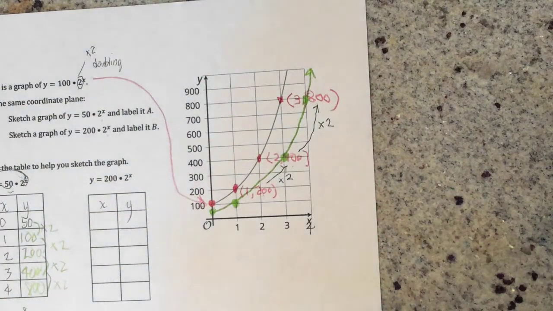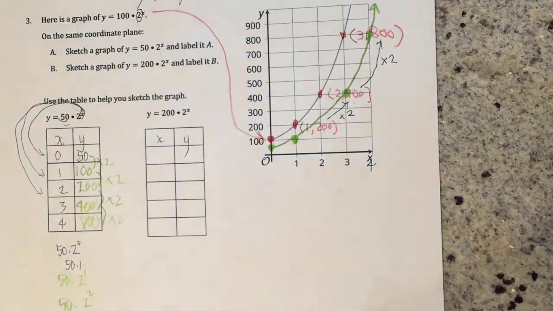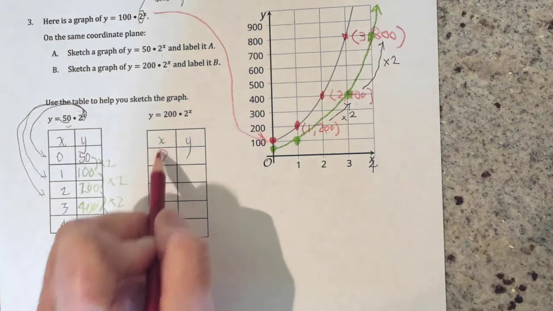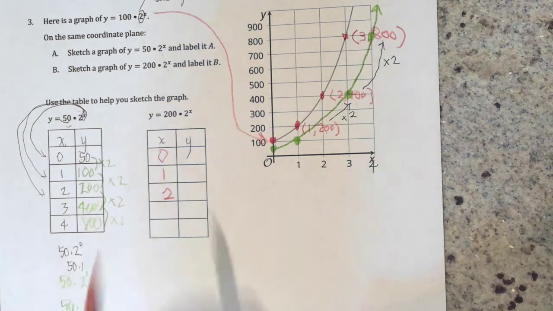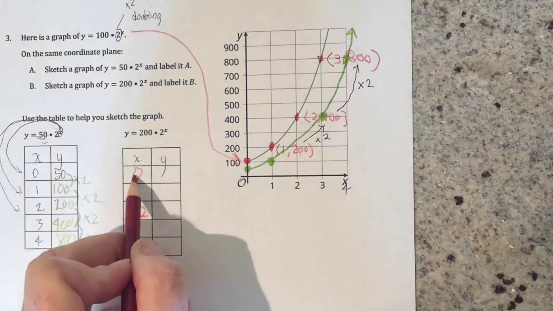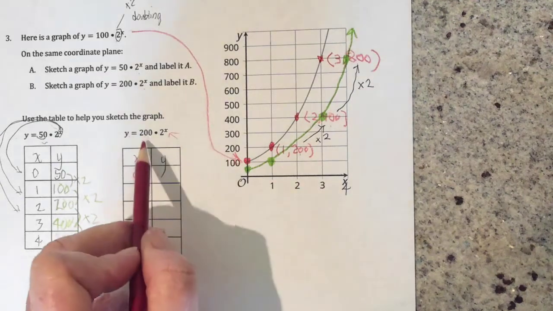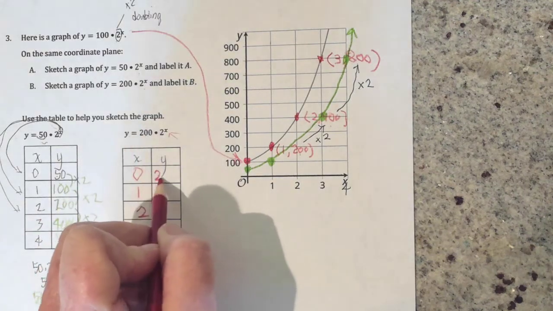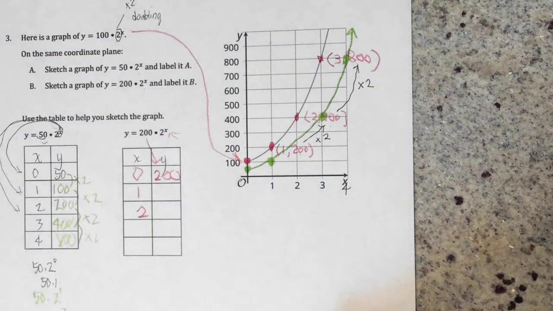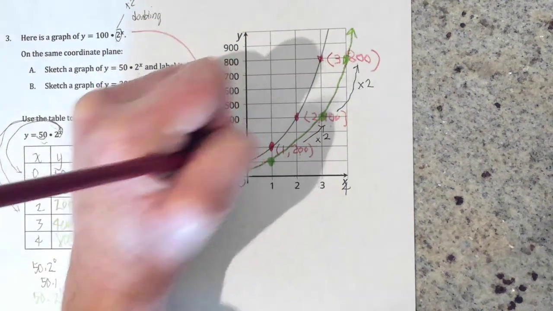Okay, and I'm going to do the exact same thing for 200 times 2 to the x. And I am going to put in 0 and 1 and 2. I think those are the only points I can use because my graph isn't large enough. So again, if I put in 0 right there, 2 to the power of 0 is 1, and 1 times 200 is 200. Or I could easily have gotten that from the equation. So 0 and 200 means my point's going to be right there.